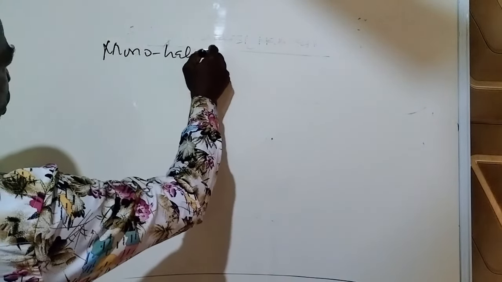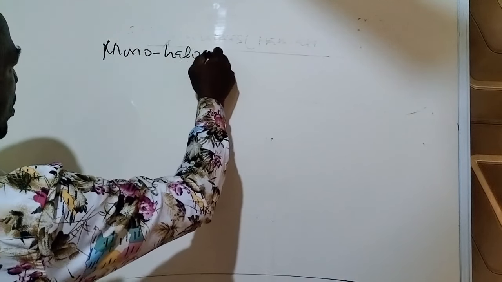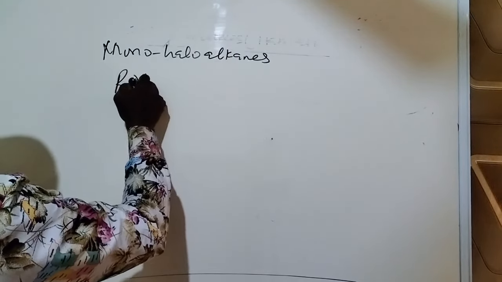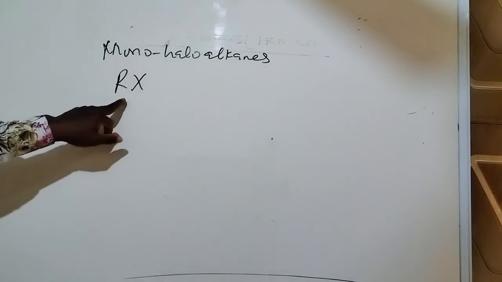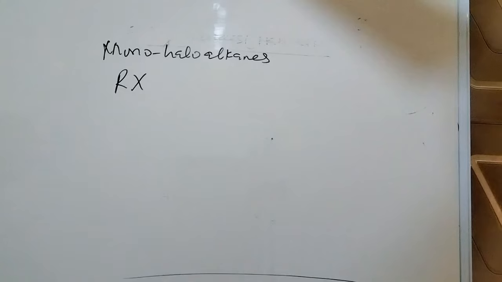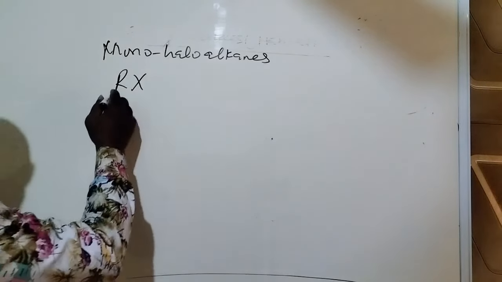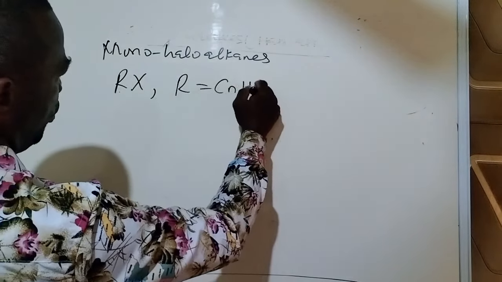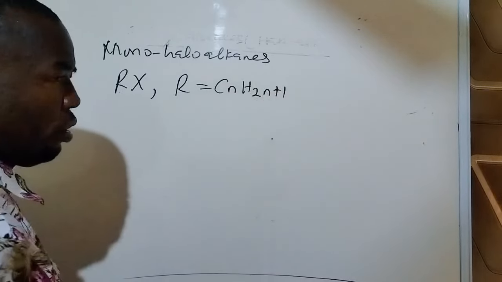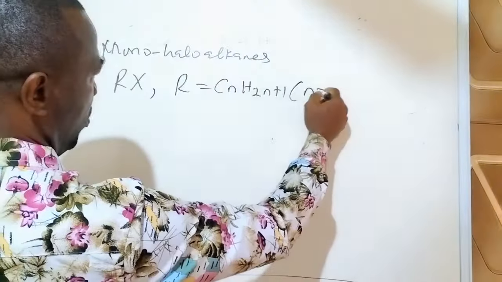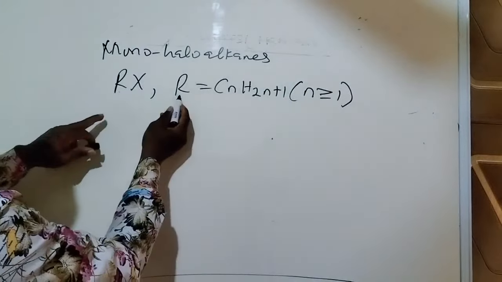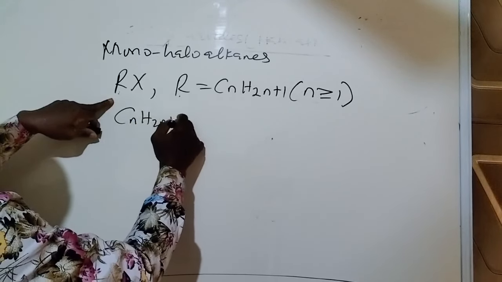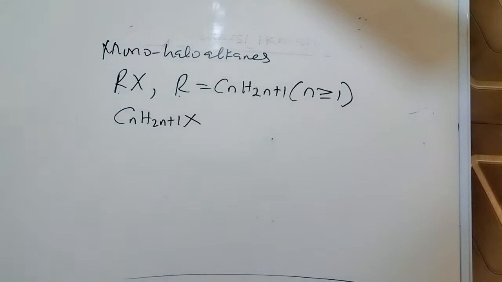Monohaloalkanes or monoalkyl halides, we can represent them with the formula RX, where R stands for the alkyl group. That R, or radical group, has the formula CnH2n+1, where n starts from 1. So putting R in this, we have CnH2n+1X.